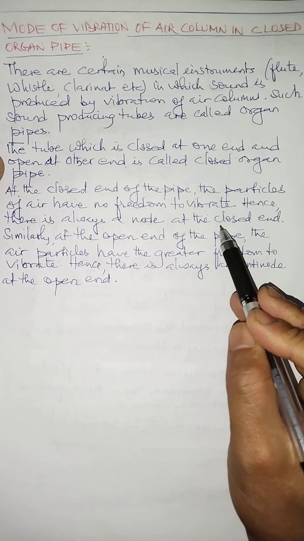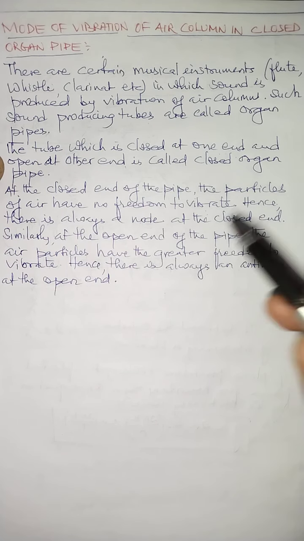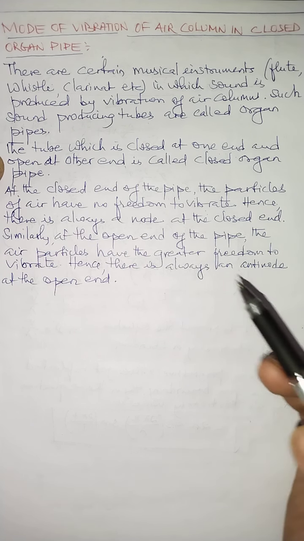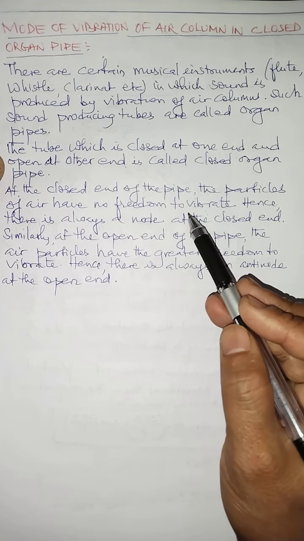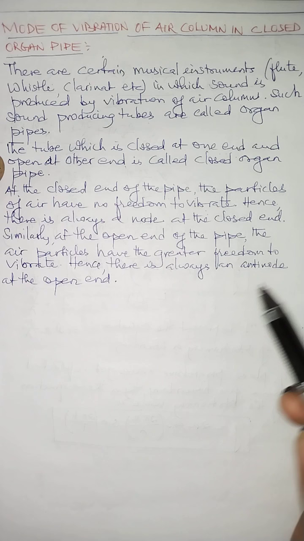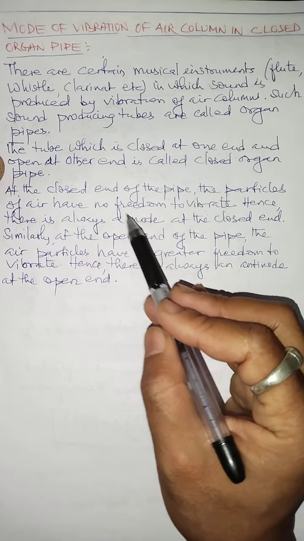Always a node. Because you have learned, when stationary waves are formed, the two points which are always formed are called node and antinode. Node is the point where the particles have no displacement. There is no freedom to vibrate. And when there is no freedom to vibrate, a node is definitely formed. But where is the node formed? At the closed end of the pipe.